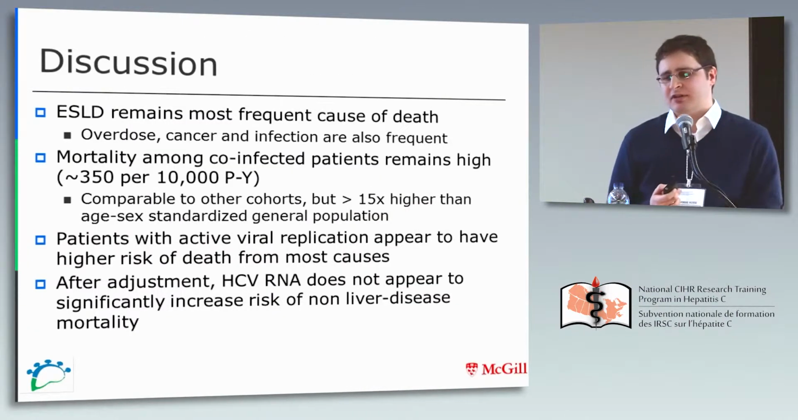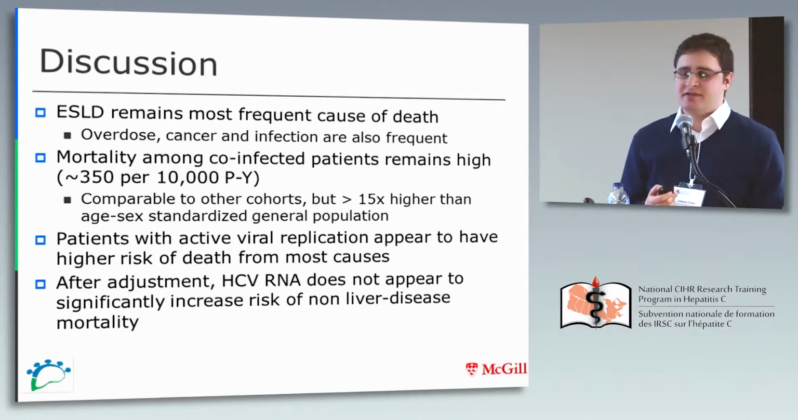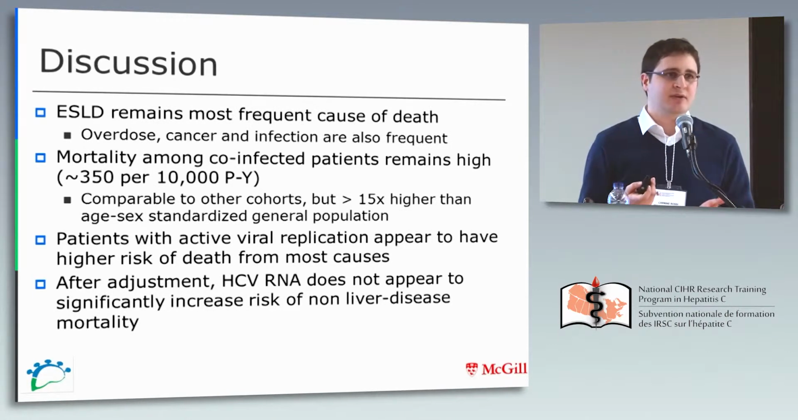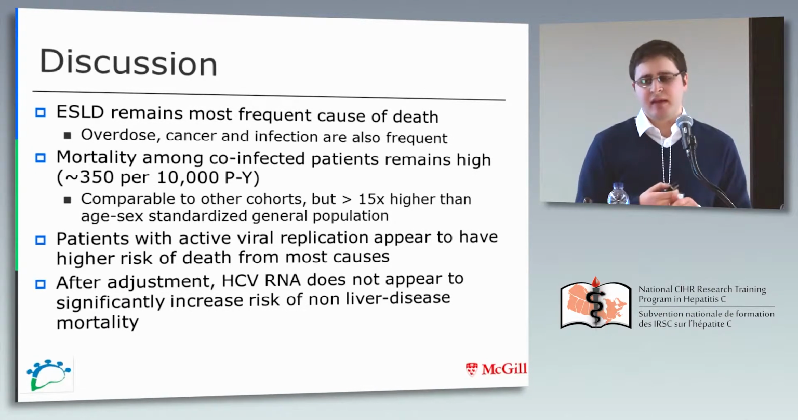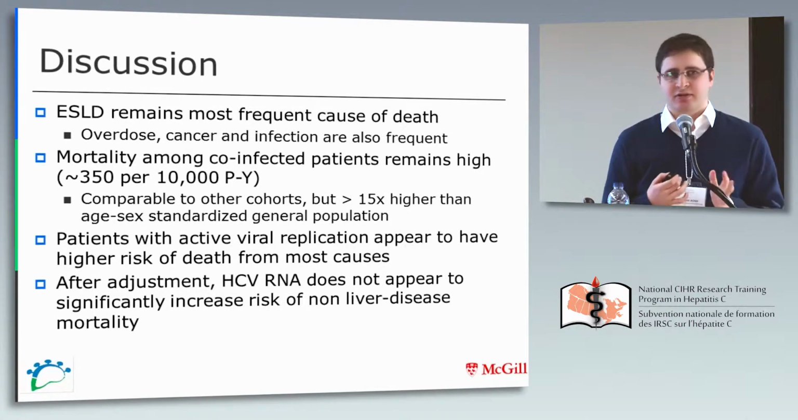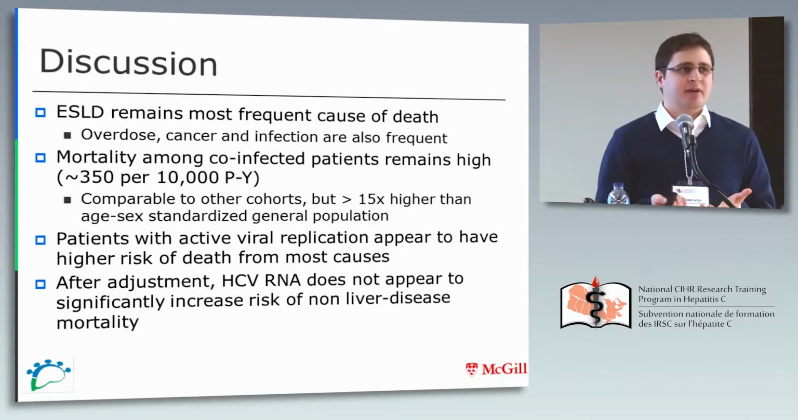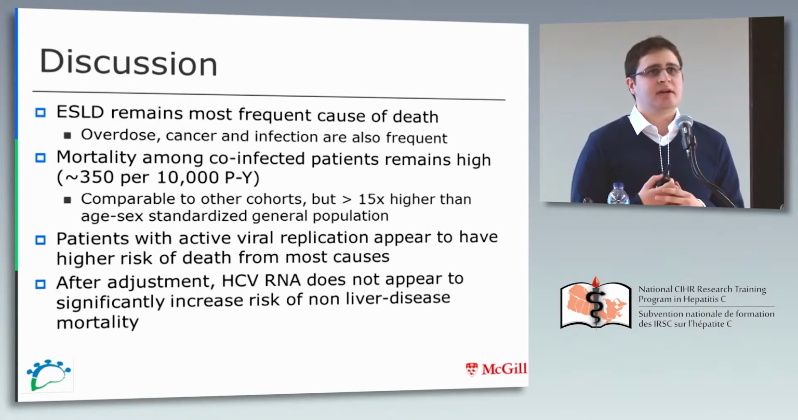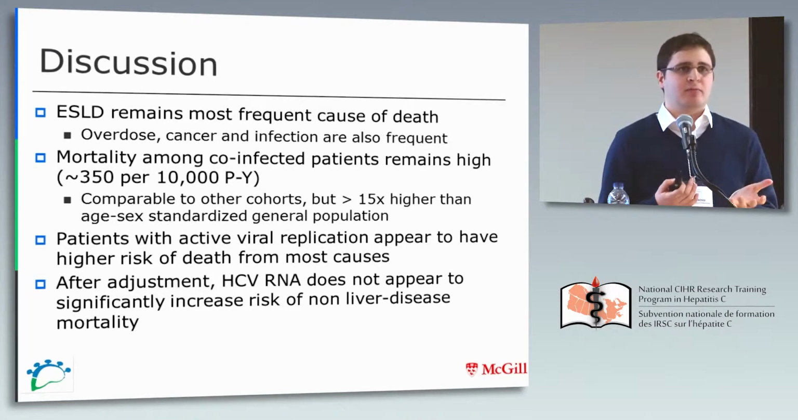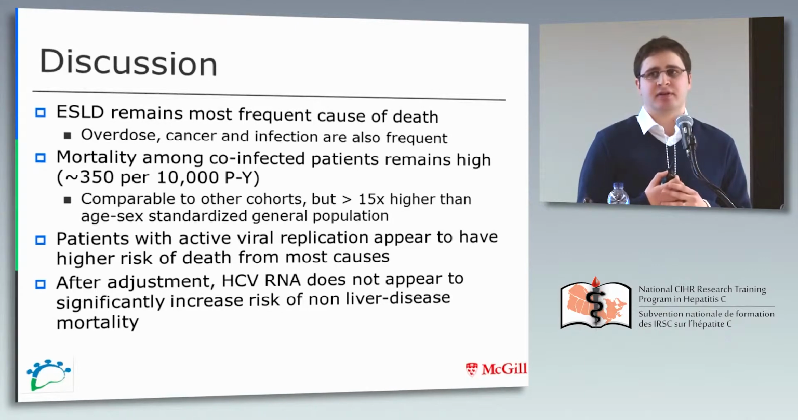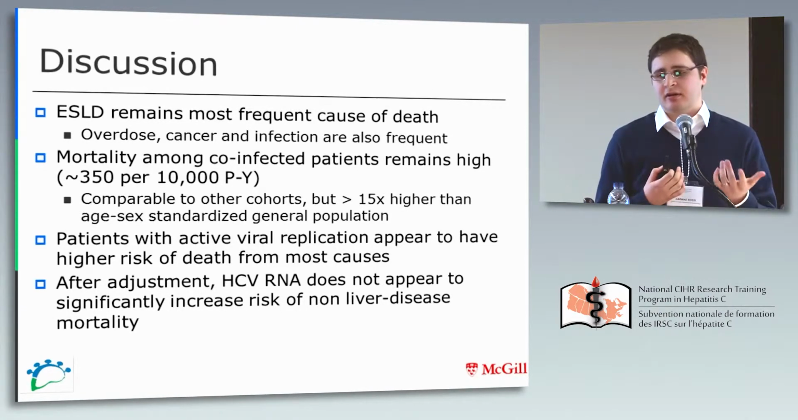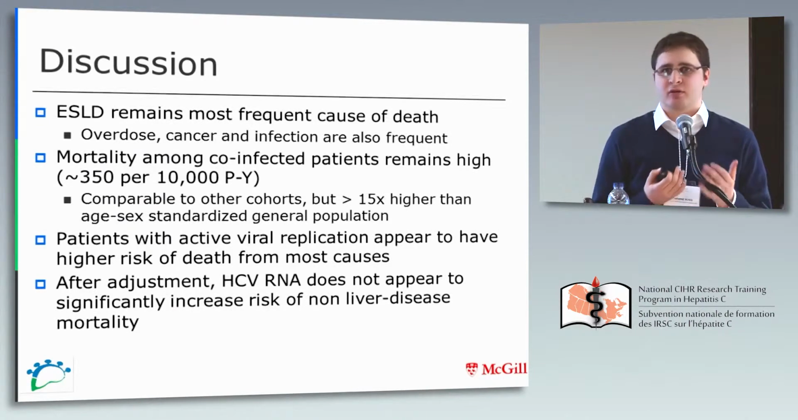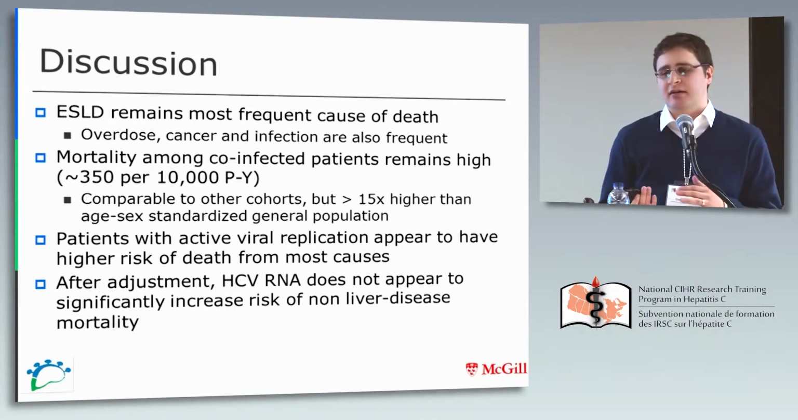So, just some discussion points. We see that end-stage liver disease still remains the most frequent cause of death in HCV, HIV co-infected populations, but additionally, overdose, cancer, and bacterial infections are also frequent. Mortality in the cohort remains high, at 350 per 10,000 person years. It's comparable to other cohorts, such as EuroCoord or the Danish HIV cohort study, whose sub-cohorts co-infected with HCV also report mortality rates of over 250 or 300 per 10,000 person years of follow-up. And as Dr. Klein showed this morning, the rates of mortality in co-infected populations are 12 to 15 times higher than in the age- and sex-standardized general population.